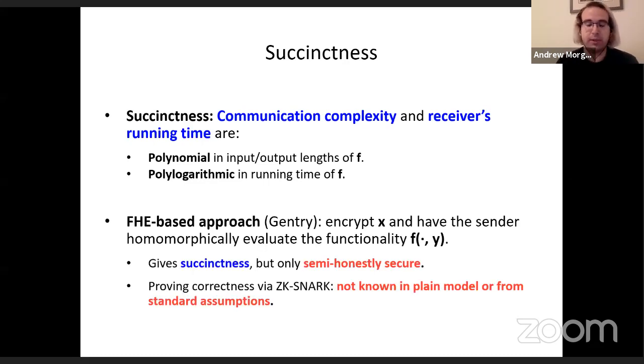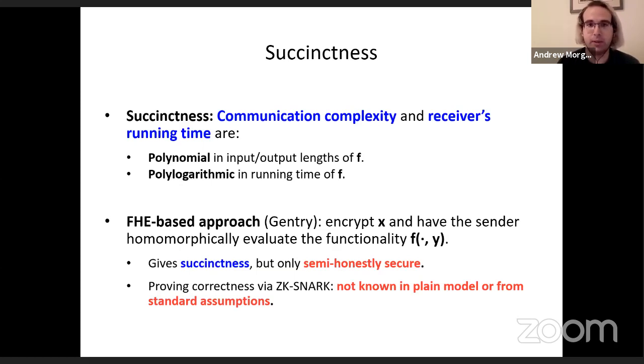So this notion, as well as the private outsourcing approach I just mentioned, were actually some of the primary motivations behind fully homomorphic encryption. One of FHE's earliest applications was a semi-honestly secure succinct NISC, where the receiver encrypts and sends their input, and the sender homomorphically evaluates the function f. This doesn't give malicious security since the sender could perform the wrong evaluation.